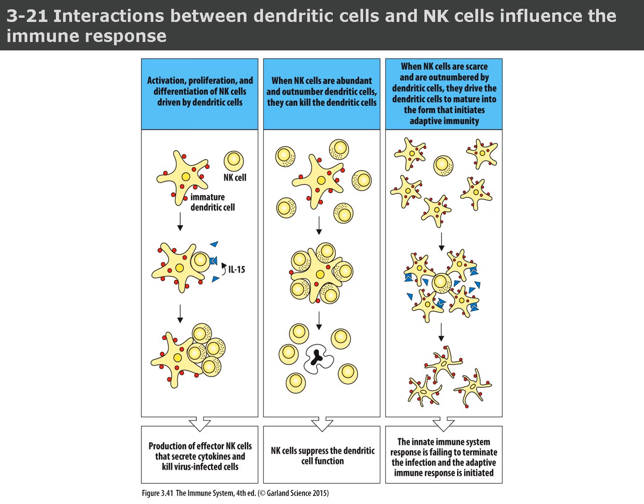Thus, the relative numbers and functional states of these cell types determine whether the immune system continues to rely on innate responses or shifts toward activating adaptive immunity.